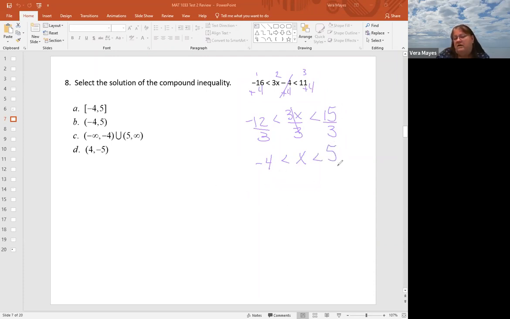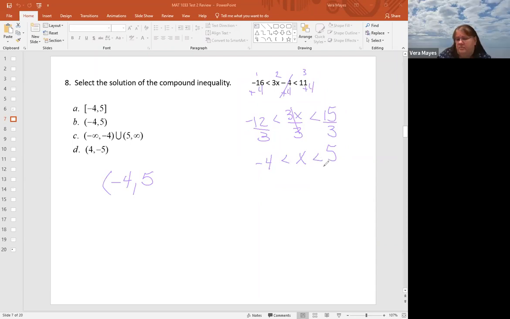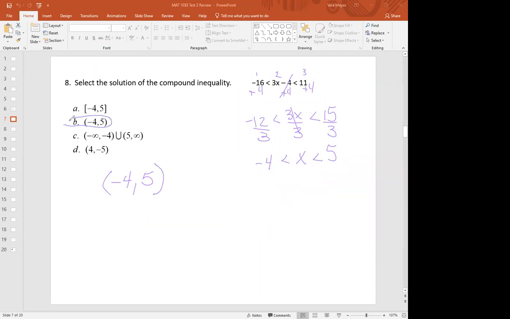Now I look at this and I don't see x over here. It looks like they want this in interval notation. So it starts with -4, ends with 5. This one does not have an equal bar beneath it, so what does it get, a parenthesis or a bracket? Parenthesis. Very good. This one doesn't have an equal bar, so it also gets a parenthesis. So here we go.